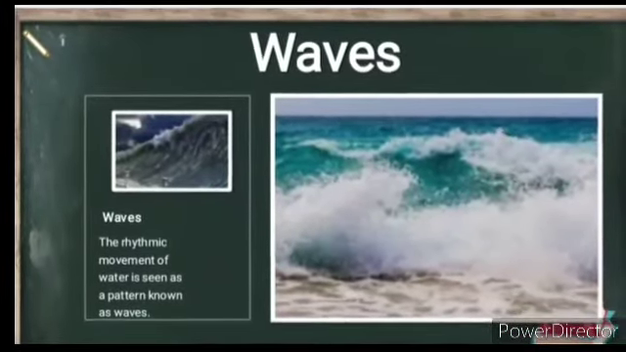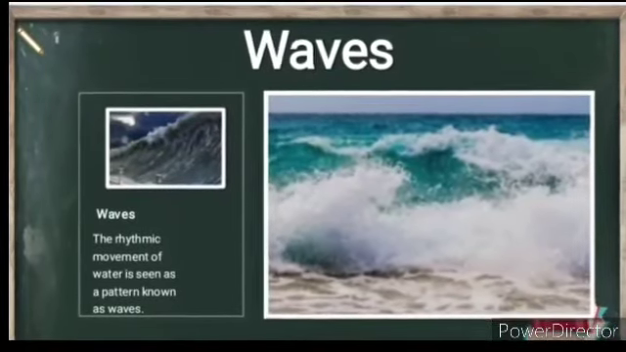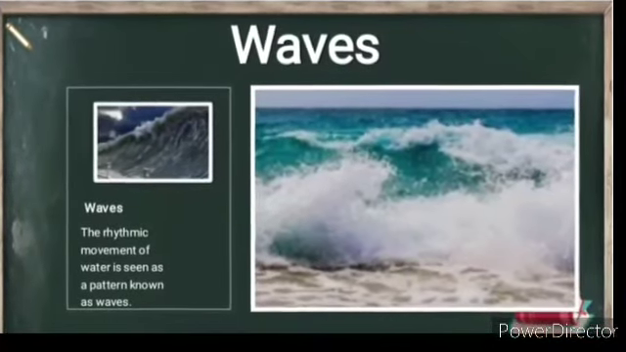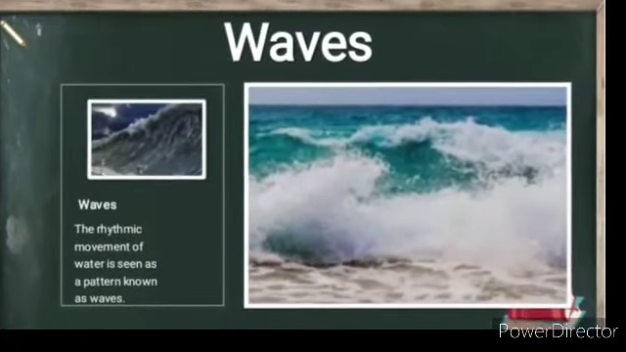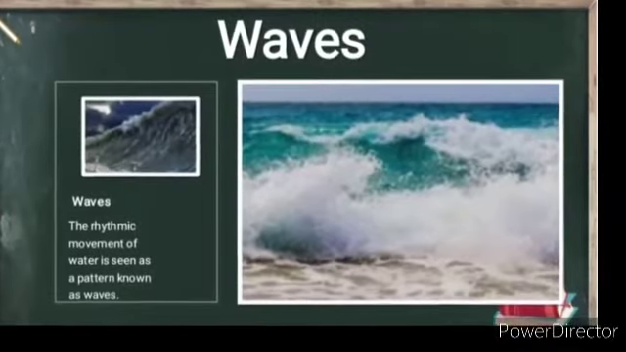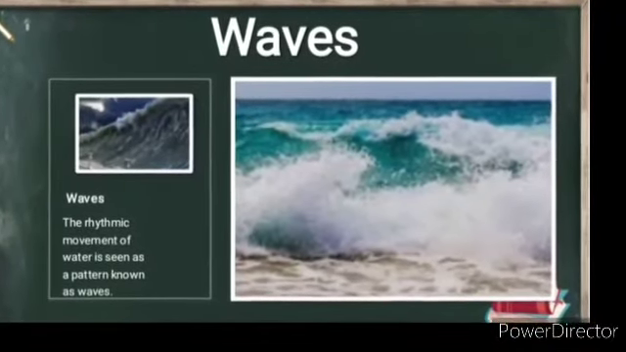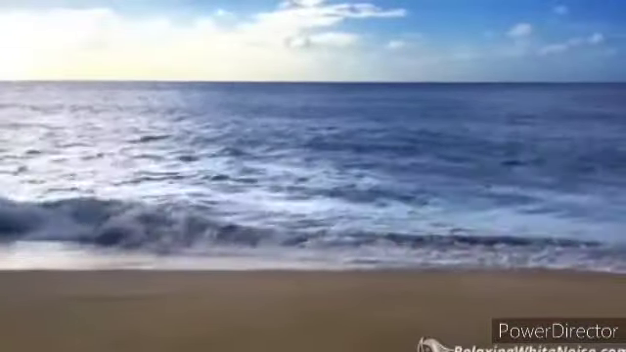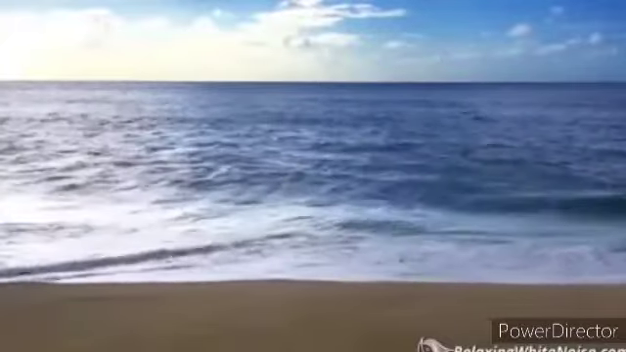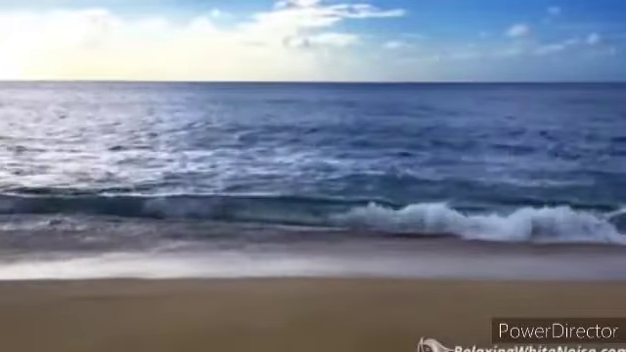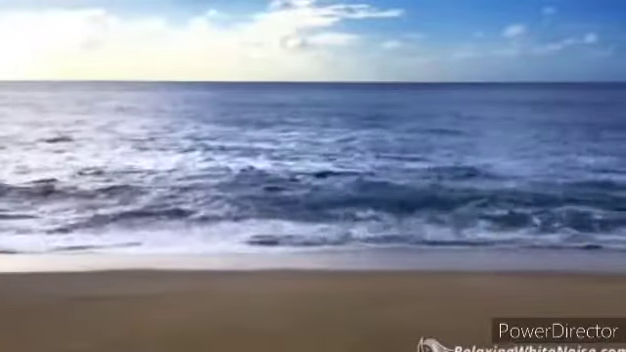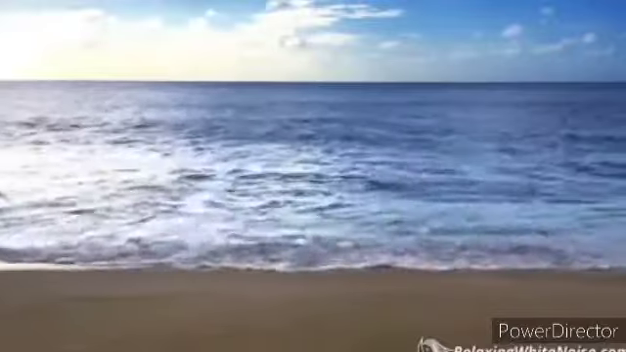Now about waves. The rhythmic movement of water is seen as a pattern known as waves. As wind passes over the water surface, it changes the water surface first into ripples and then into waves. The circular movement occurs as the small particles of water move up and down, and as they are closely packed, their motion is transferred to the next.